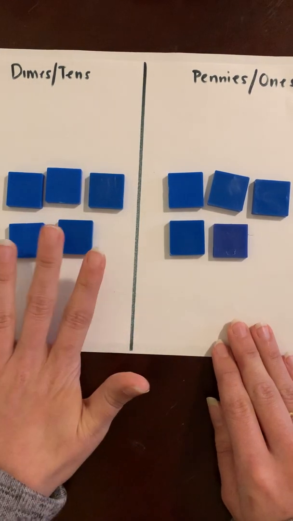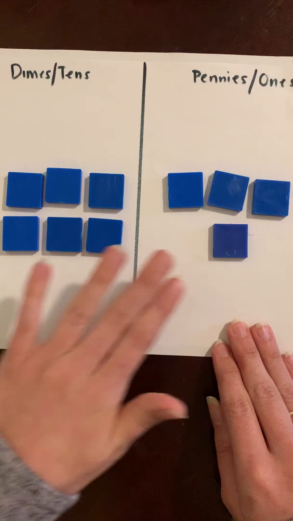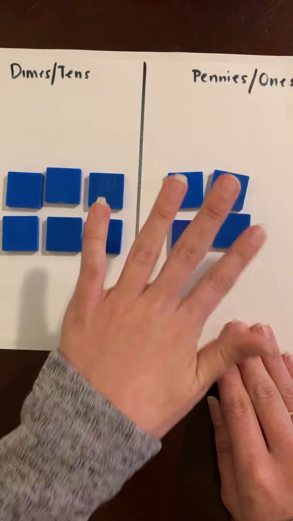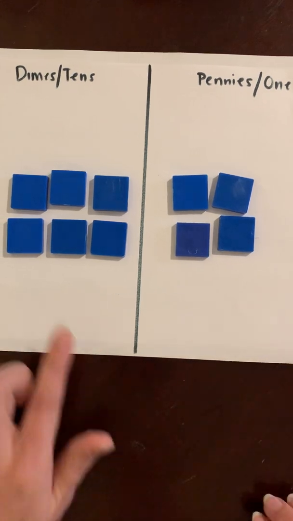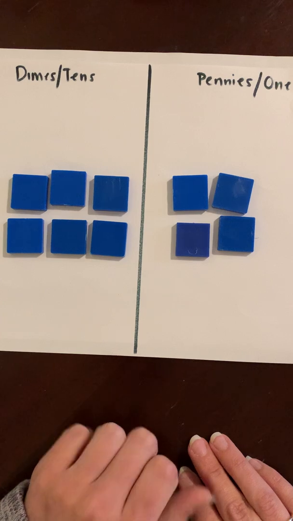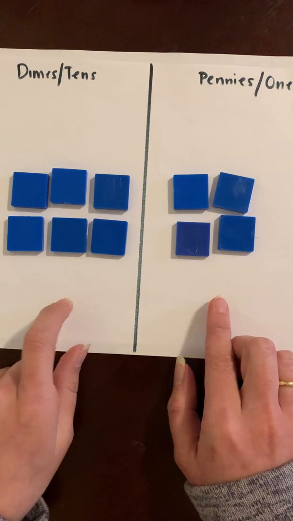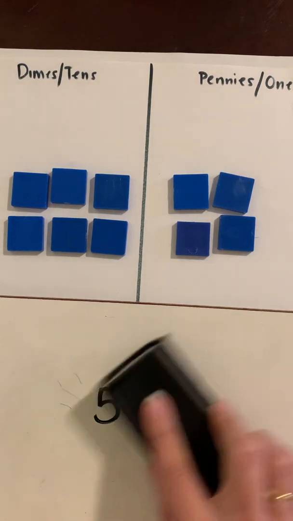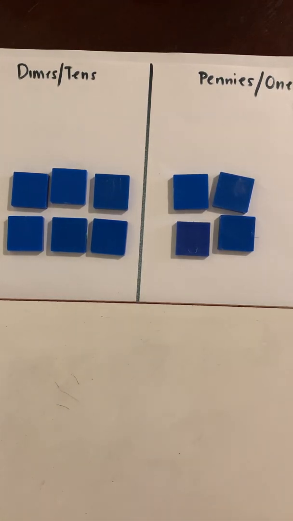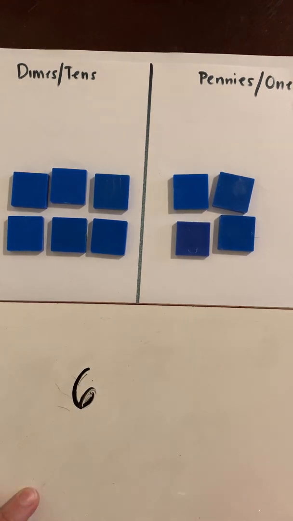Now, I want you to make 6 tiles on the left. And you should have 4 on the right. Is one side greater than the other? Yes, there is more on the left side than there is on the right. In math, we use a different symbol. To write this number sentence, we start with 6. And we use the greater than symbol.